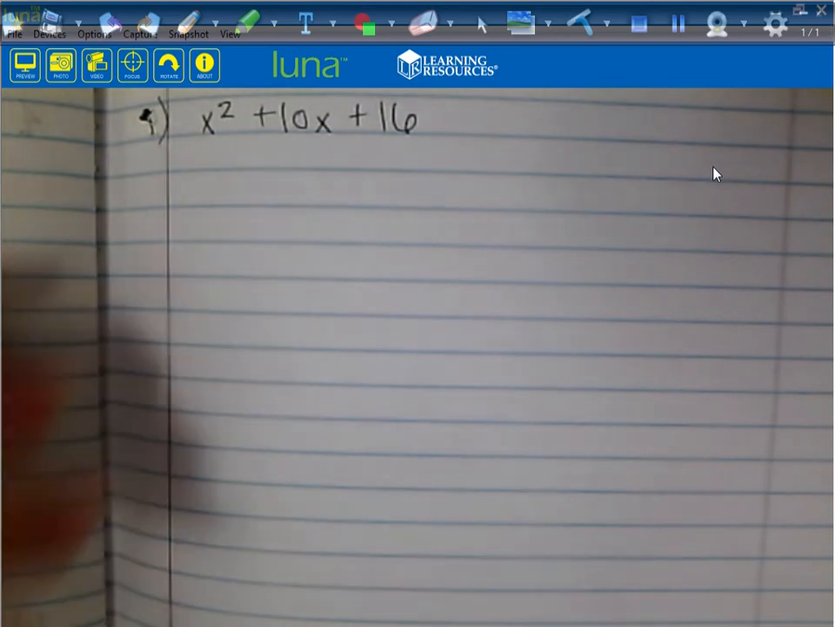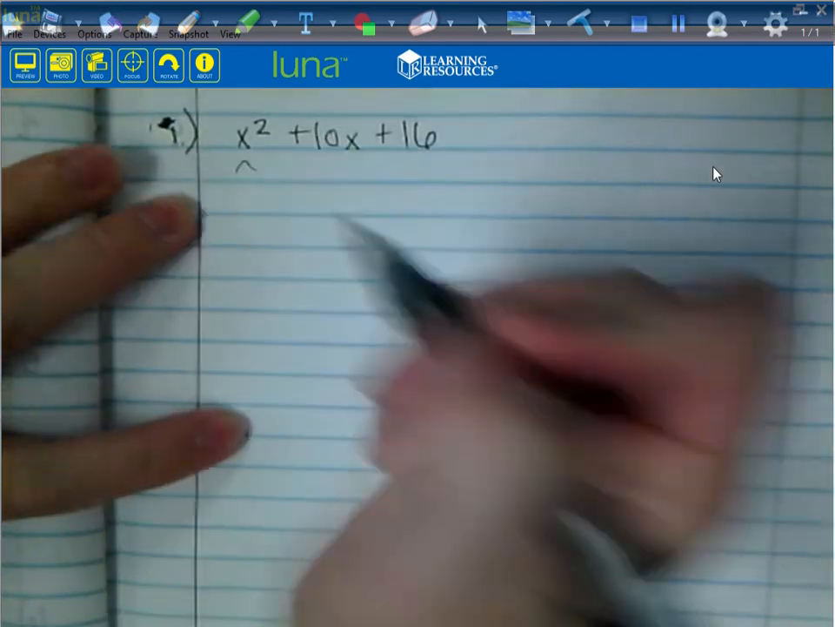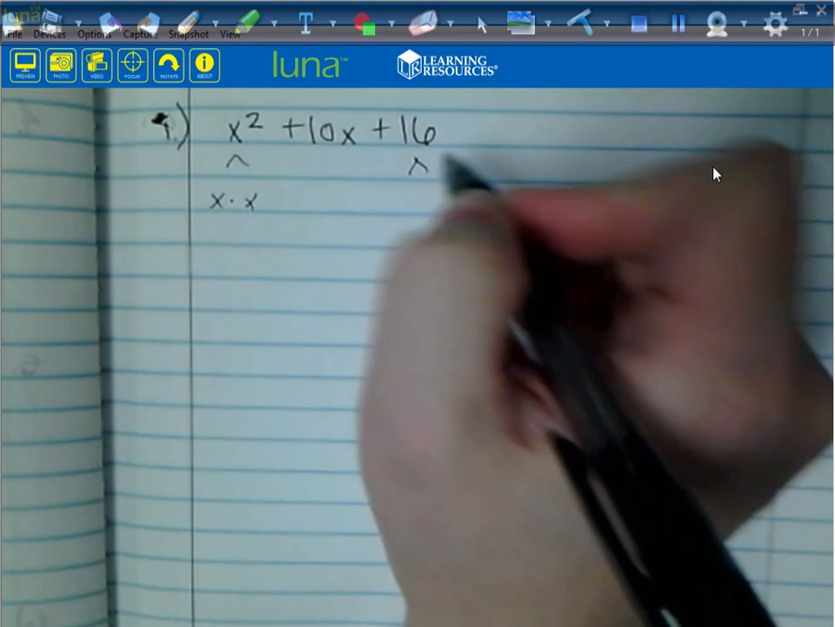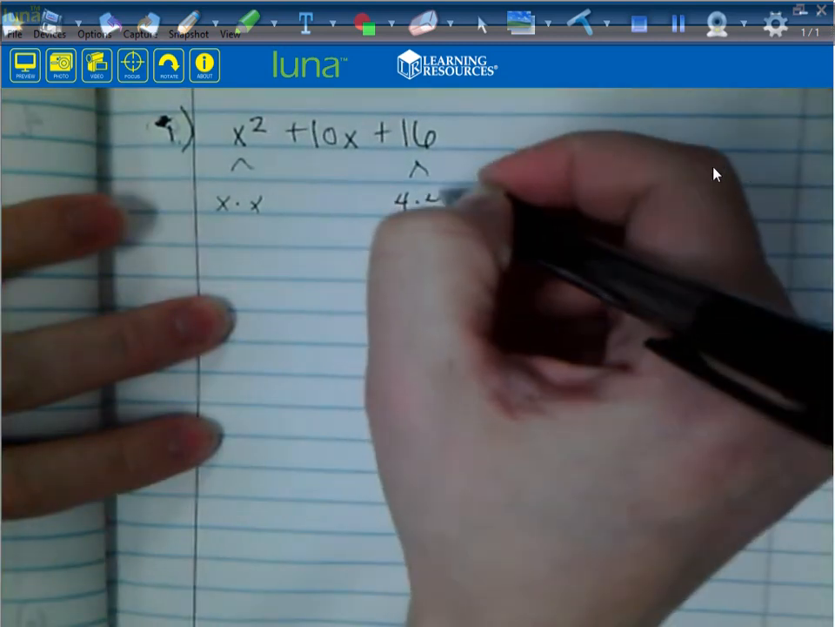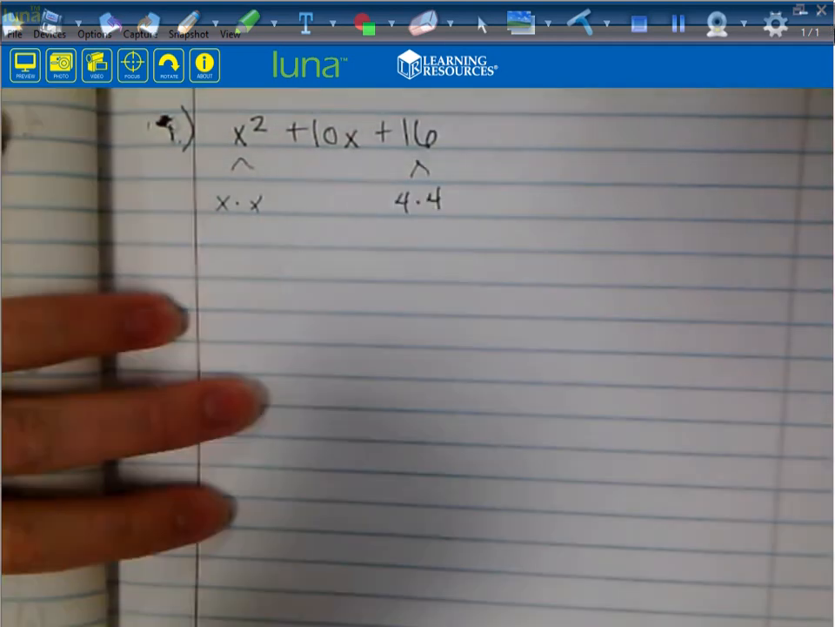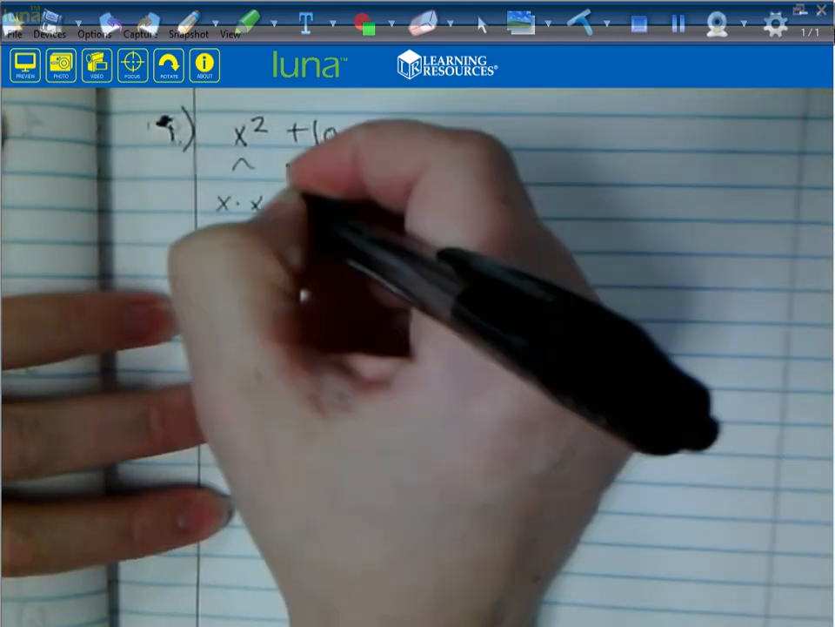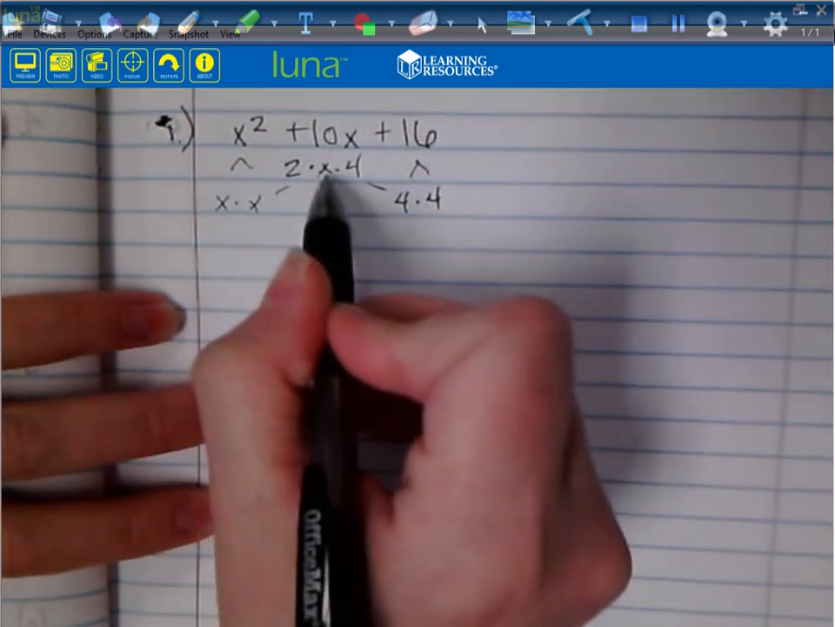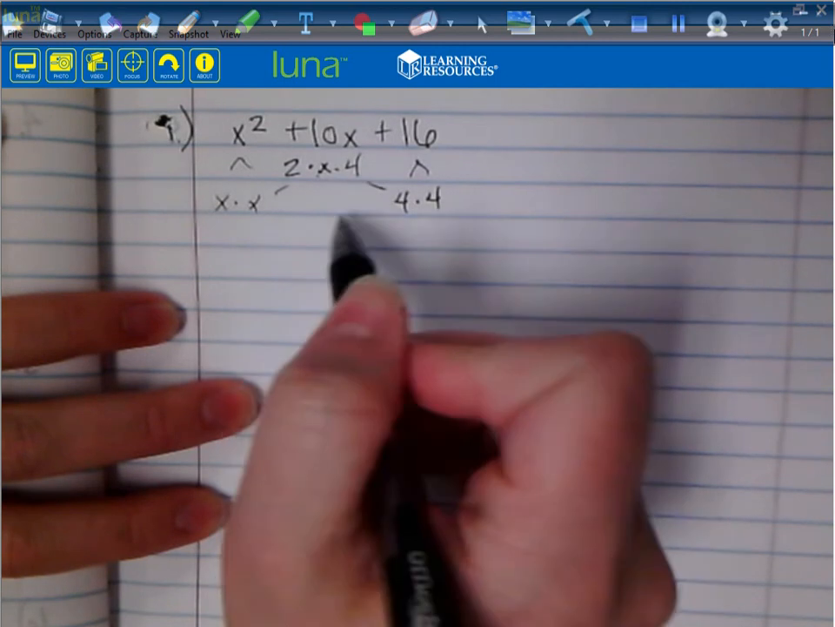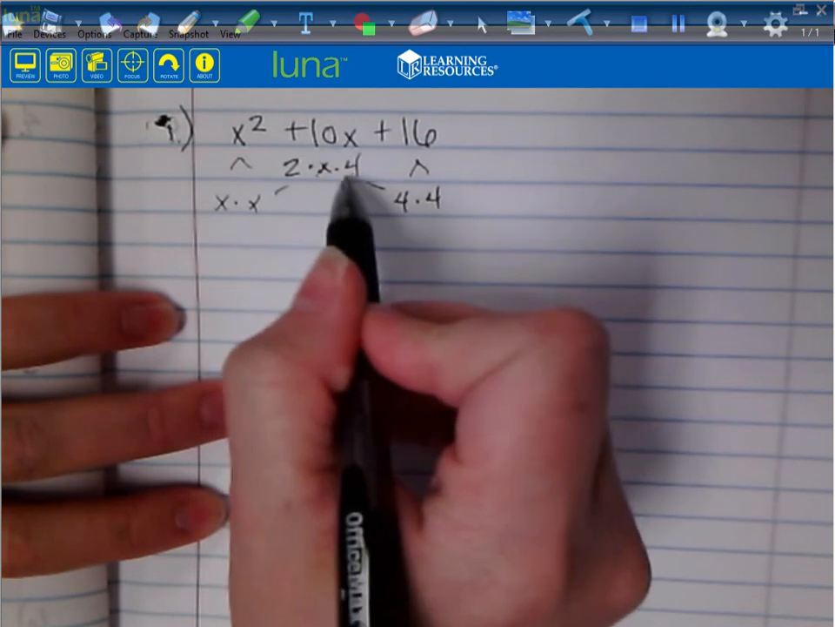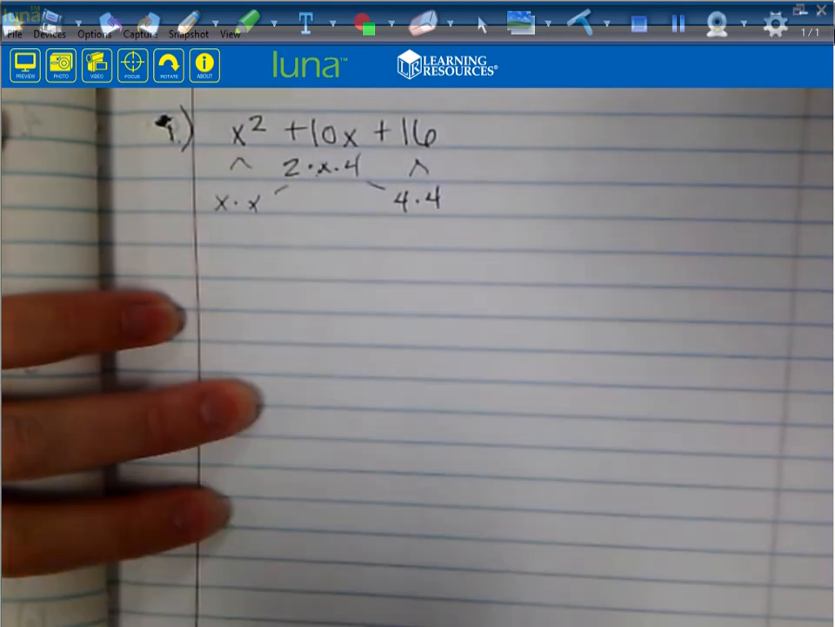So here we have x squared, which we know is a perfect square. It's x times x. And here we have 16, which we know is a perfect square, 4 times 4. Now, by our rule here, to get our middle term, we have to multiply by 2, and then one term from the first set and one term from the second set. So 2 times x is 2x times 4 gives me 8x, not 10x. So that doesn't work. That gave me 8x, not 10x, and I had to have 10x there in order to be able to do it the way that we've been doing it.